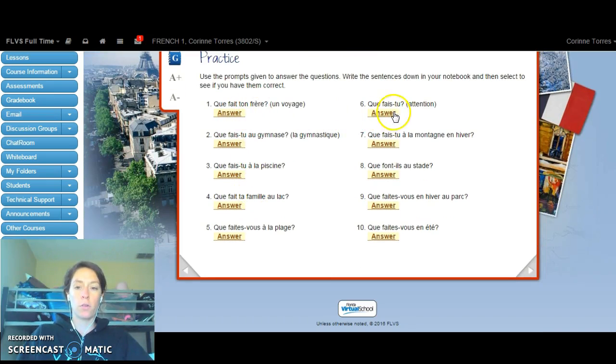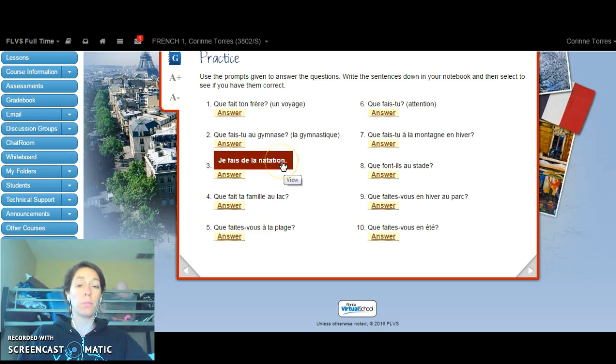Oh, you can also check out the different examples here. Que fait ta famille au lac? Different things to do. See, these are also faire expressions that you want to write down. Number 3, que fais-tu à la piscine? Je fais de la natation. There's the expression, to do swimming.